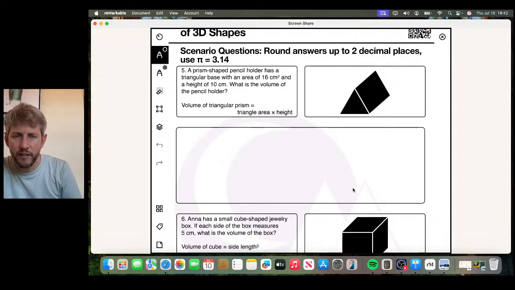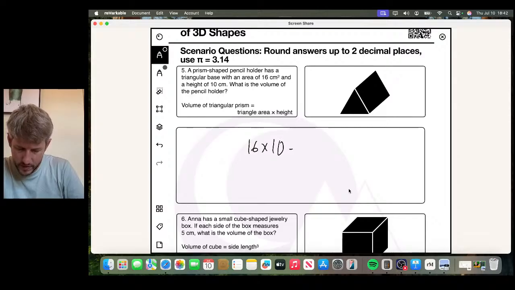The triangular area is 16. The height is 10. So 16 times 10 is 160 centimeters cubed.